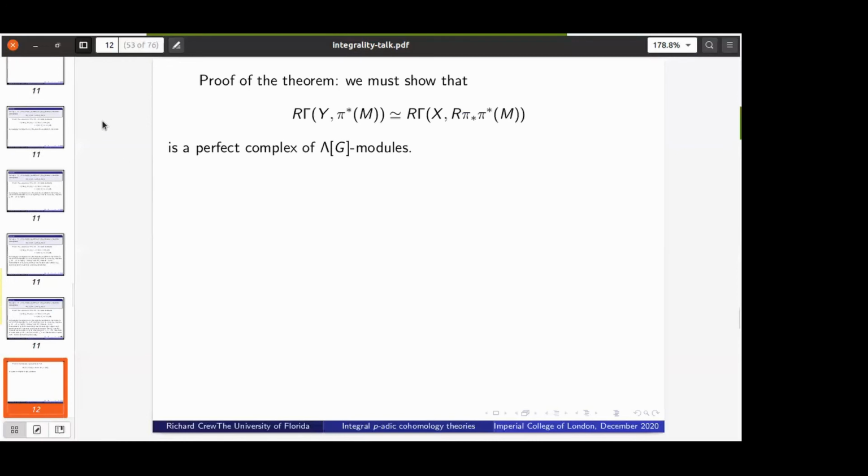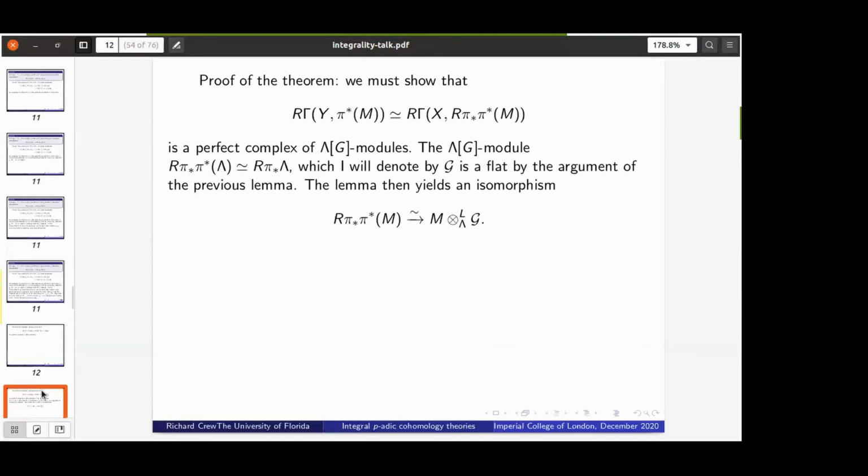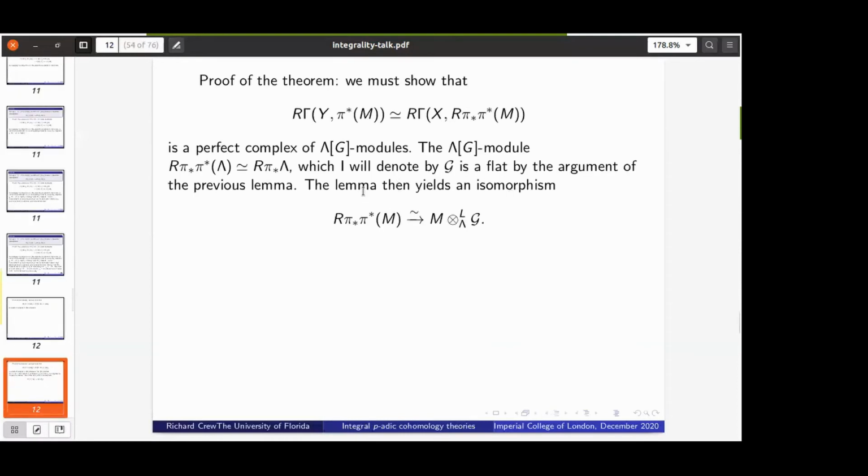Okay, now I prove the theorem. What I have to show is that derived global sections over Y of pi upper star of M is a perfect complex of lambda of G modules. And of course, it's isomorphic to R gamma, derived global sections on X, of R pi lower star of pi upper star of M. Okay, so we start looking at R pi lower star of pi upper star of lambda on X, which is the exact same thing as R pi lower star now of lambda on Y. I'll denote this by calligraphic G.